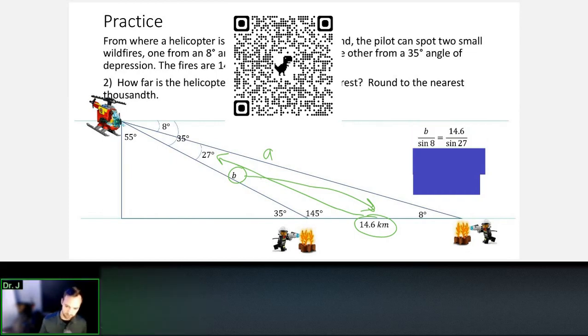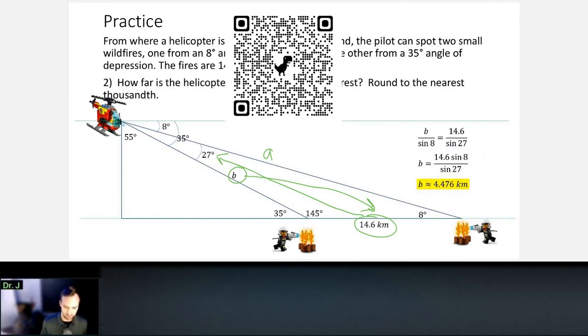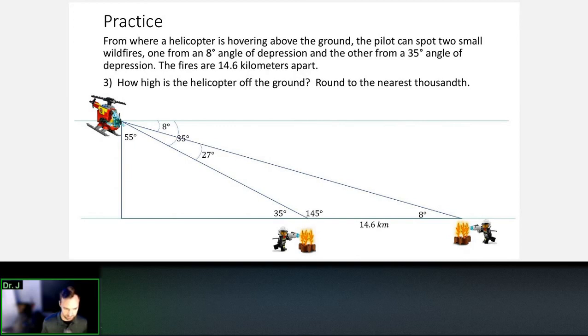All right, and then there's the math that goes with it, and then you would get that answer. Okay. All right, one more problem. So we found the distance to the furthest fire, which is A. We found the distance to the nearest fire, which is B. Now we need to find the height of the helicopter, which is from the ground to, well, the helicopter.